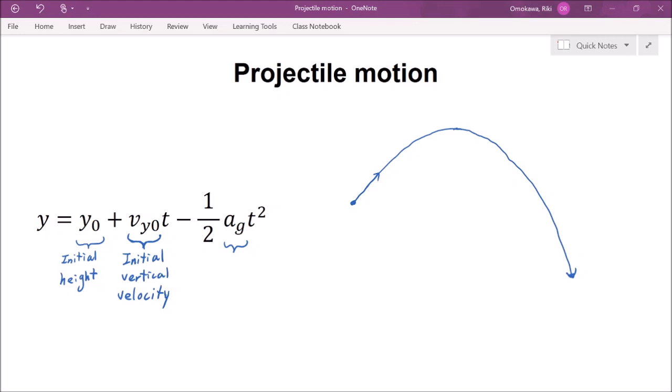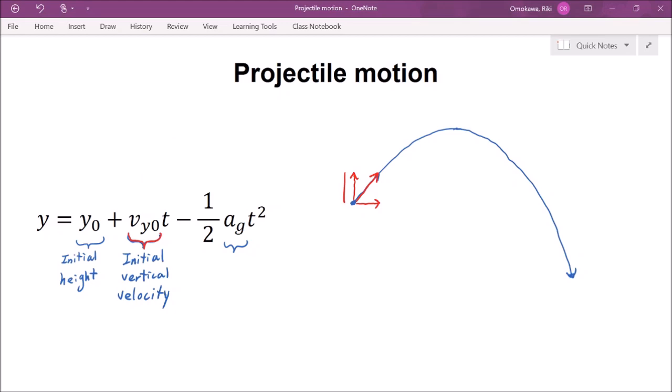So what's going on? This object is being launched, right? And the velocity vector of the launching, the starting velocity, is this vector right here. We're going to be breaking that down into horizontal velocity and vertical velocity. And that's what this is. Whatever the velocity is here, that's what goes in there. It's the initial vertical velocity.